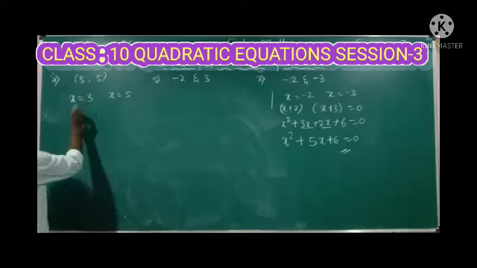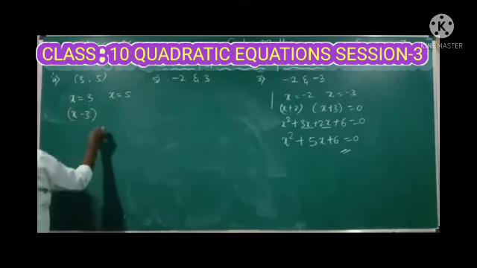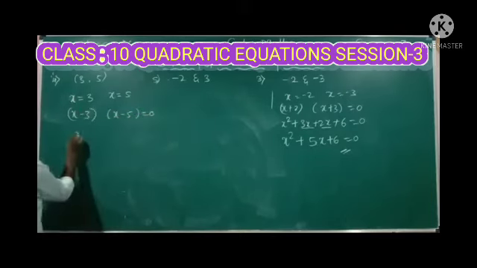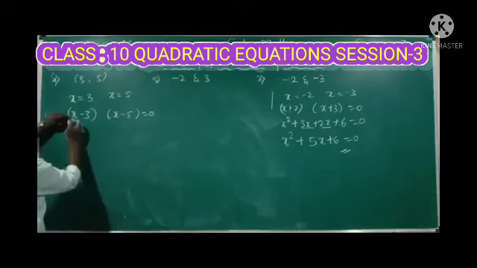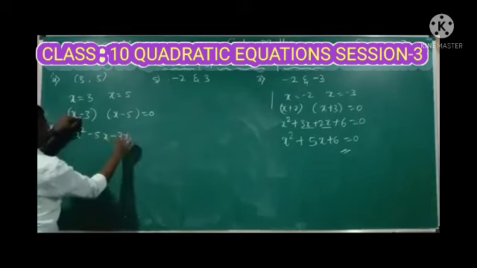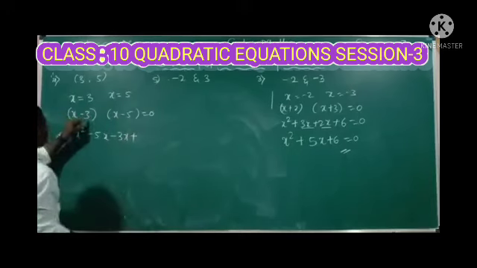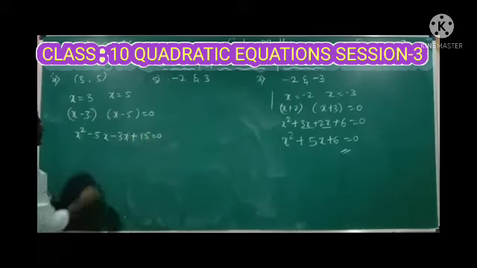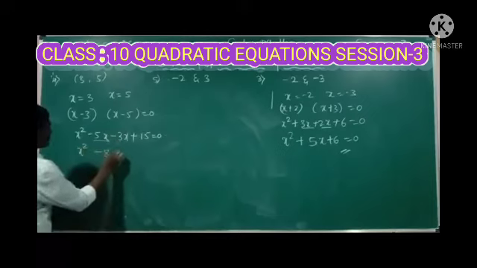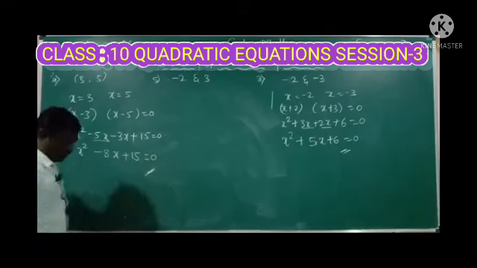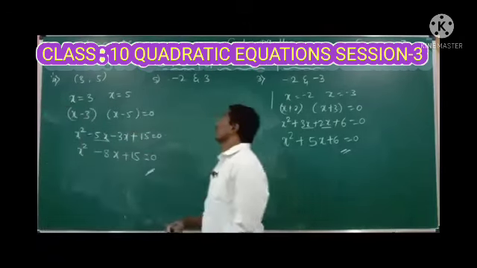So x is equal to 3 means x minus 3 is one term, x minus 5 is equal to 0. x into x, x square; x into minus 5, minus 5x; minus 3 into x, minus 3x; minus into minus, plus, 3 fives are 15, which is equal to 0. So x square minus 5x minus 3x becomes minus 8x, plus 15 is equal to 0. This is the required quadratic equation.